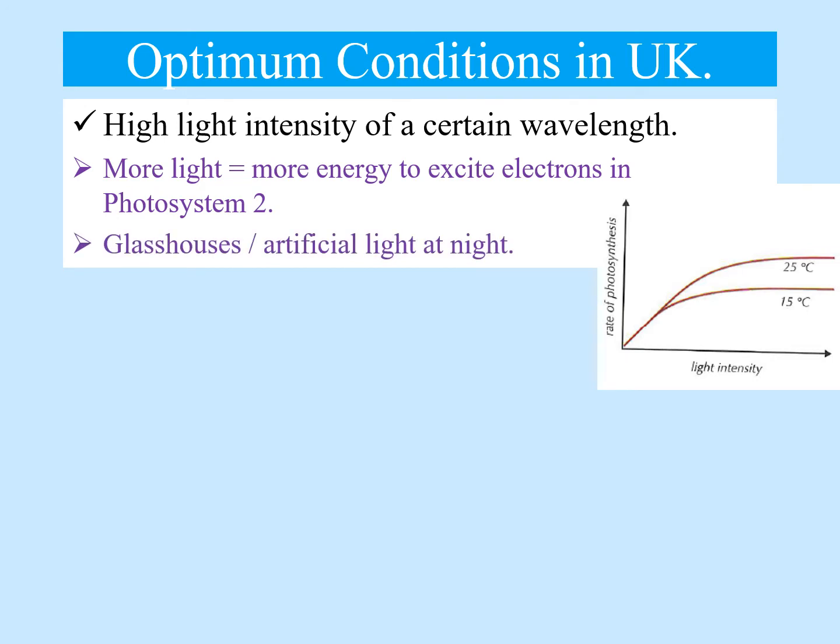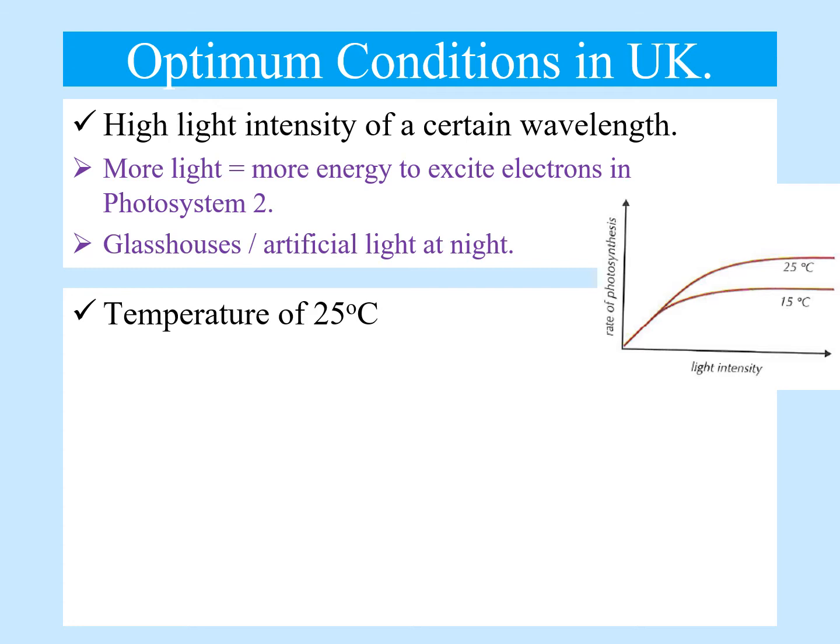We can maximise those conditions in the UK by using glasshouses in the day to get the sunlight in, especially in the summer, and then they can have artificial light, UV lights, on in the evening. You can see light intensity on this graph. I'll look at graphs more closely later, but as you increase the amount of light, the rate of photosynthesis increases to a certain level. We'll come back to the graphs later on.